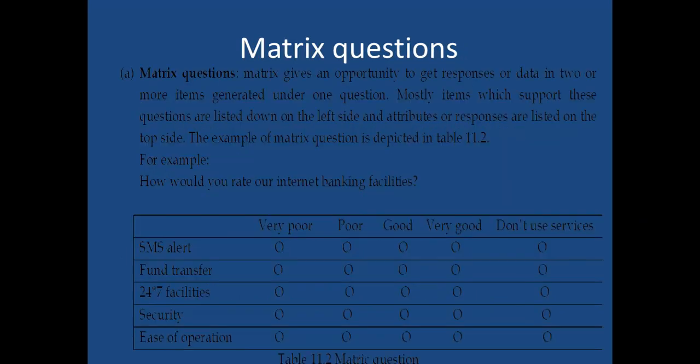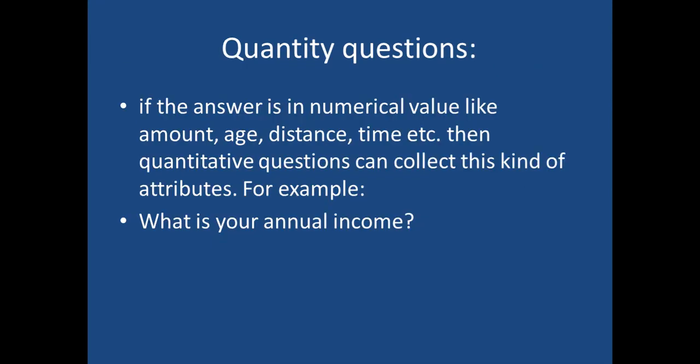Here we have the matrix, a combination of two. Here you can see SMS alert. So how would you rate our internet banking facility? Here you can see we have options on one side and on the other side very poor, poor, good, very good, and don't use services. Right? So a matrix gives an opportunity to get responses or data on two or more items generated under one question. Right? And then finally quantity questions. So this is about age, distance, time. It's exact information actually. So these are different types of questions.